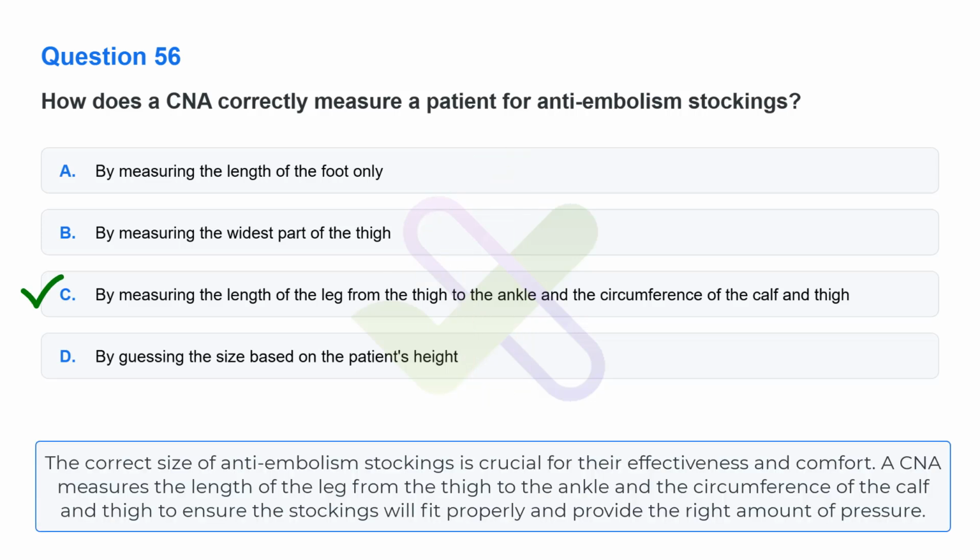The correct answer is C. By measuring the length of the leg from the thigh to the ankle and the circumference of the calf and thigh. The correct size of anti-embolism stockings is crucial for their effectiveness and comfort. A CNA measures the length of the leg from the thigh to the ankle and the circumference of the calf and thigh to ensure the stockings will fit properly and provide the right amount of pressure.